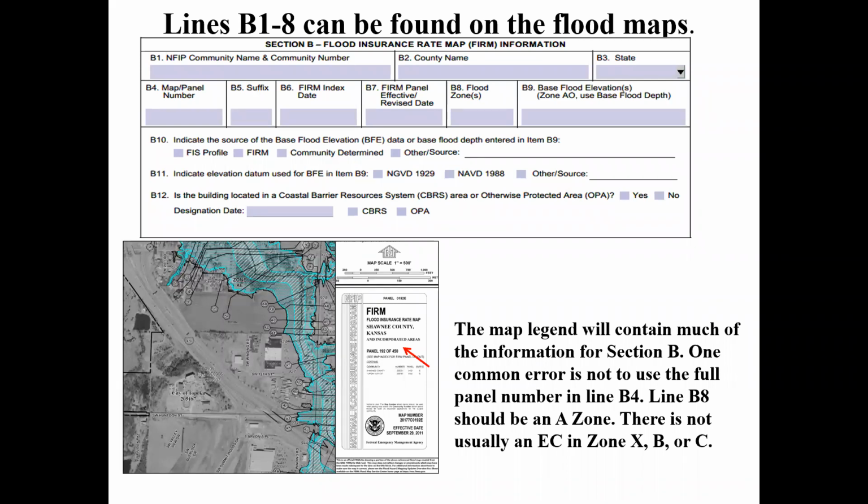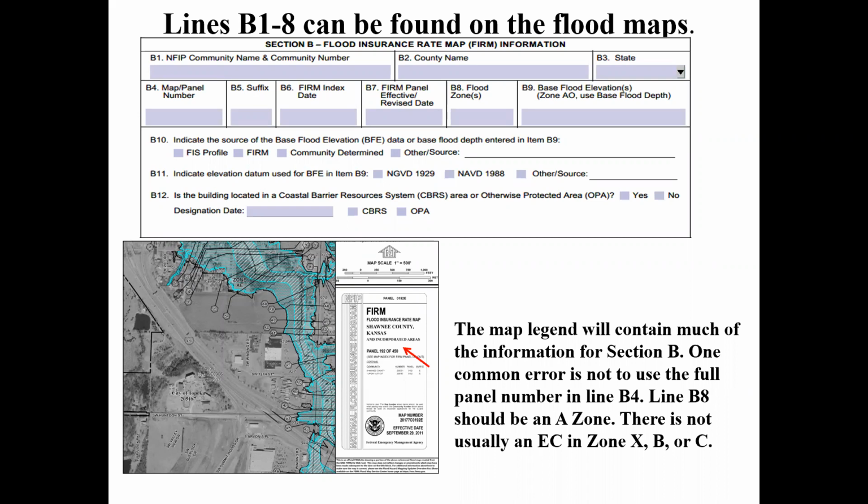And then the county name. That was also where I showed you in the title block. It gives you the county name. And then of course the state is Kansas. We don't usually see problems here as much with the county name and the state. Sometimes people leave the community number off in B1.